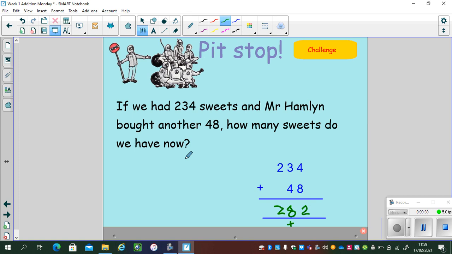So if you feel like you could have a go at a challenge, have a go at some of the word problems that are in the Teams chat for you to have a go at.